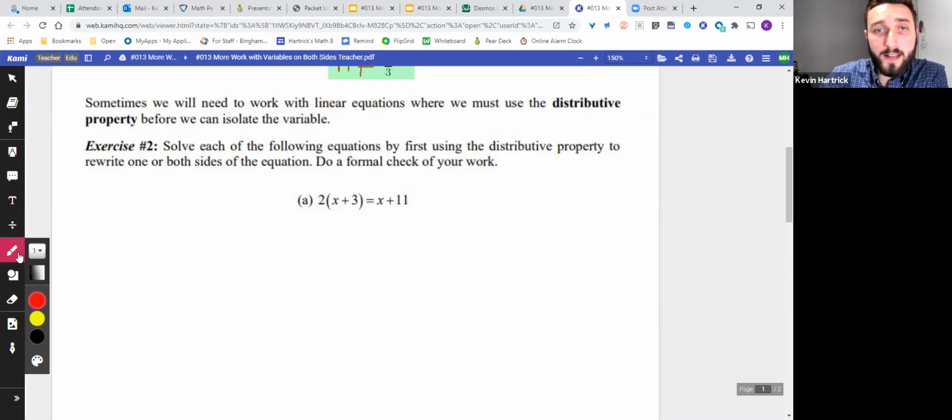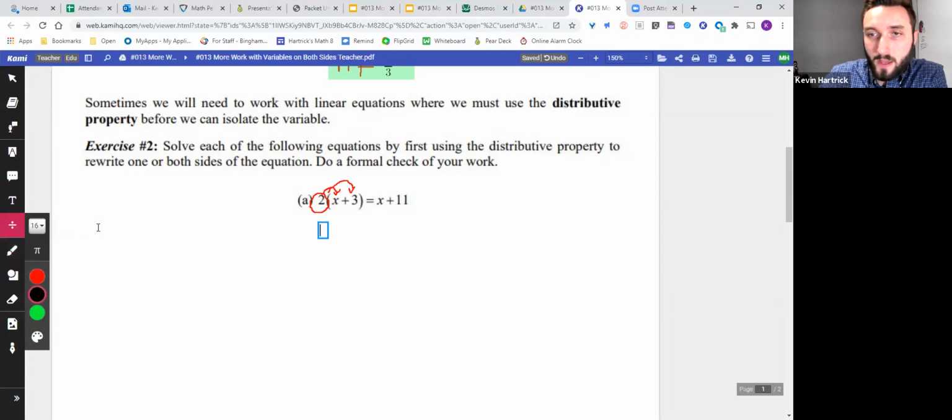Distributive property. The reason why I know I need to use the distributive property is because I see parentheses. If I see parentheses with stuff inside, not just one number, but multiple things, I need to do distributive property, which means I need to distribute this 2. Distribute means multiply. So remember, we make these little arrows to remind ourselves that we have to do the multiplication to both terms that are on the inside of the parentheses.